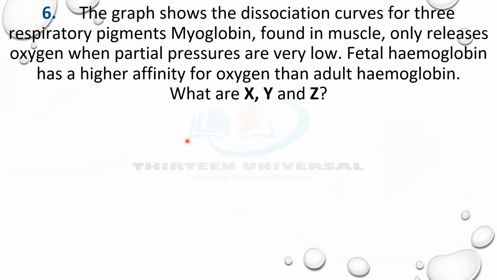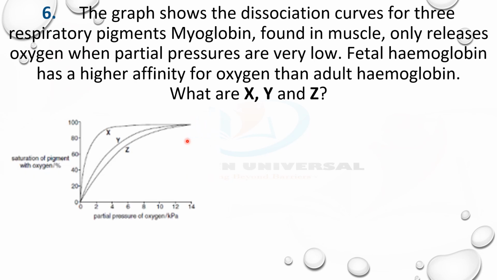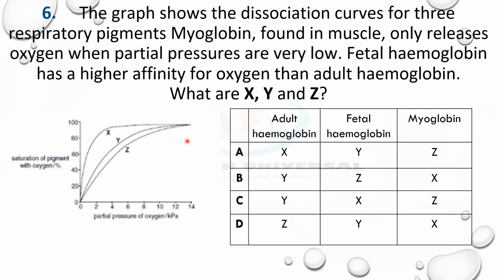They ask what are X, Y, and Z? Let's see. Choose your answer. I'm giving you clues. You can pause the video and choose your answer. The one that has the highest affinity is the one that gives us the highest percentage saturation of pigment with oxygen at low partial pressure. So which one do you think? X must be the one that has the highest affinity, right?